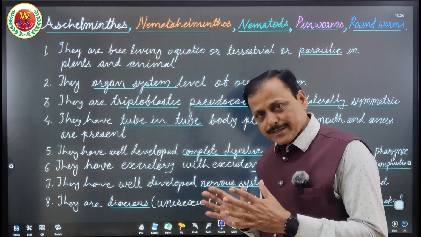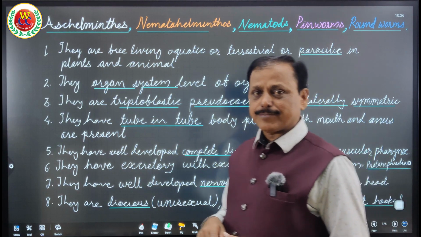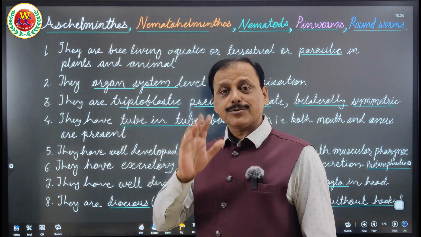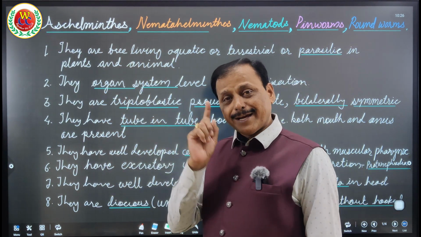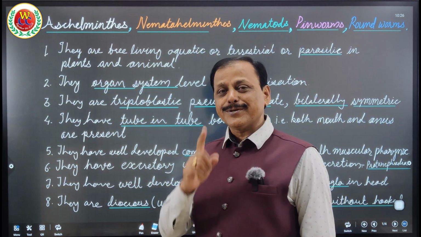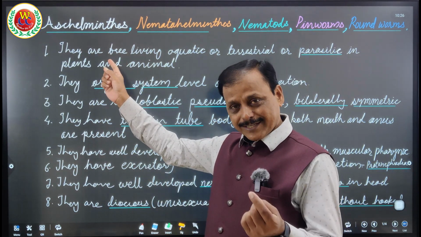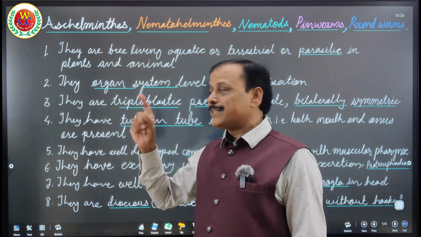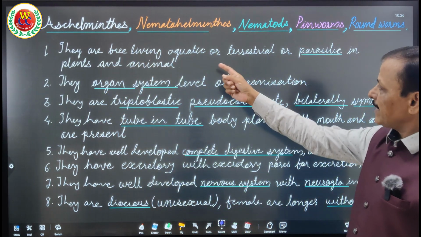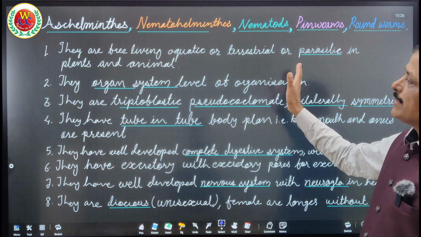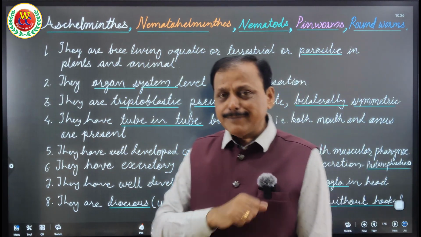Okay. Now let us continue with the general characteristics of this phylum. Very first, as I told you, the formula: habitat. If you are regularly seeing my videos, you will get it, how easy it is. So the first characteristic should be regarding habitat. What is habitat? Let you see here. They are either aquatic or terrestrial, but they are also found as parasites in plants and animals.